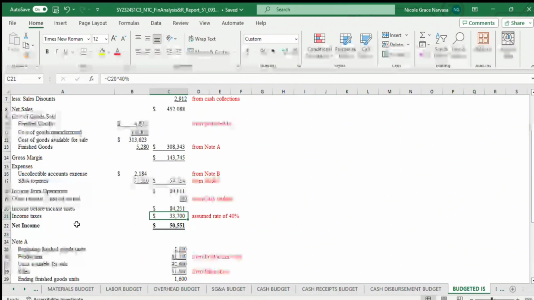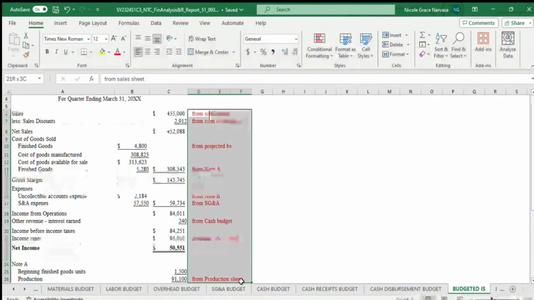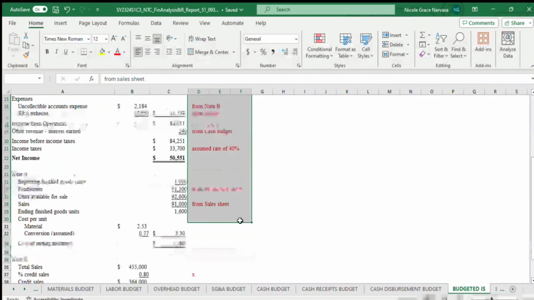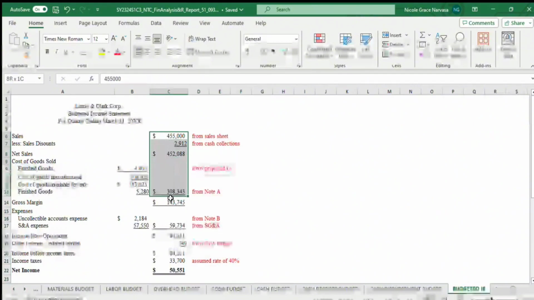Then our net income right now is 50,551. As you can see, we do have a note column here, and that is needed for us to know where we can see all of these values.